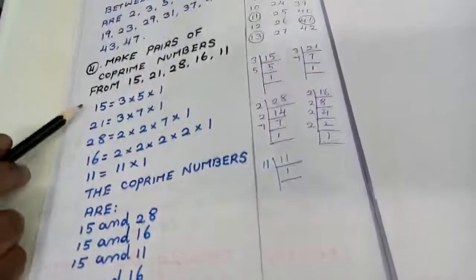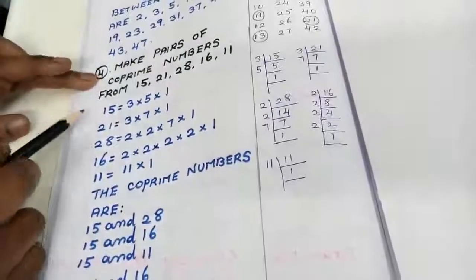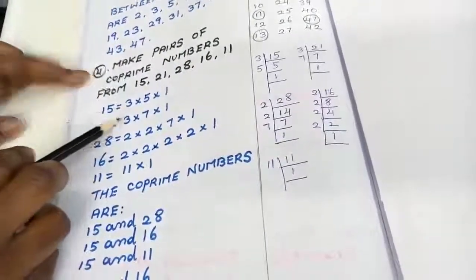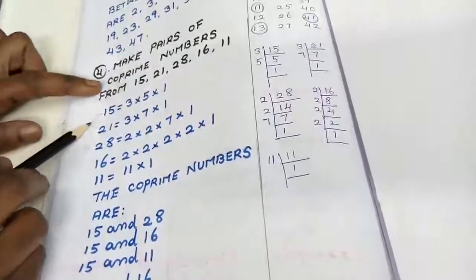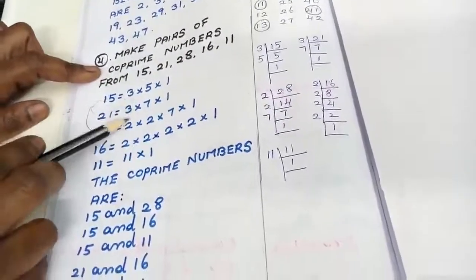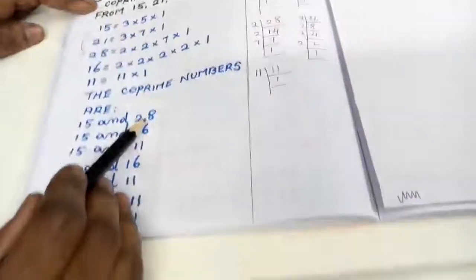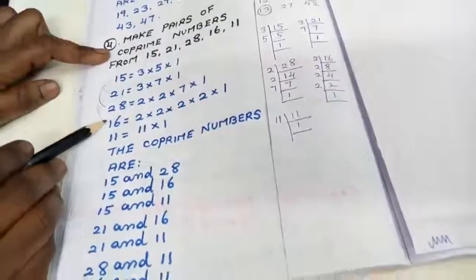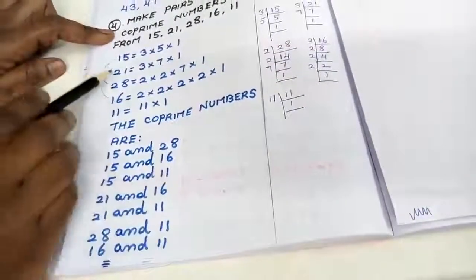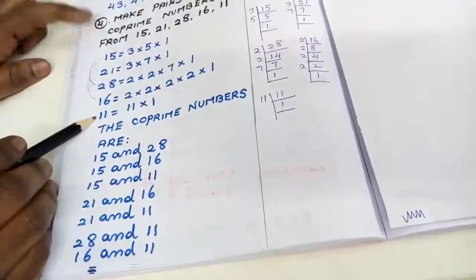Just take the number 15 first. 15 I am going to compare with 21. If you see, the number 3 is repeated, so I cannot pair. Then 15 I am going to compare with 28. Except 1, nothing is common. So 15 and 28, they will get matched. 15 and 16, check and see, nothing is common except 1. So 15 and 16. Similarly 15 and 11. Like that you will be checking.